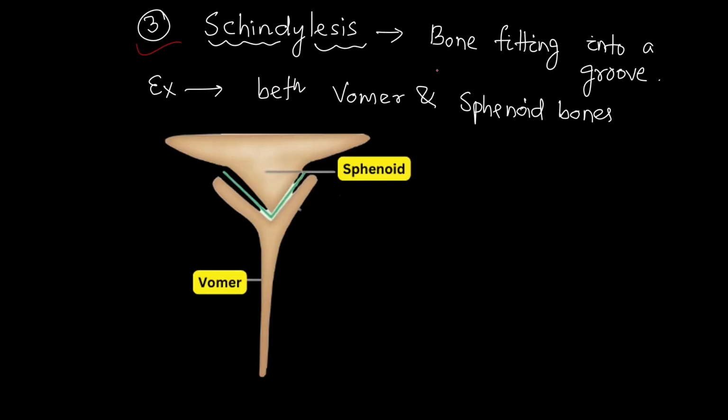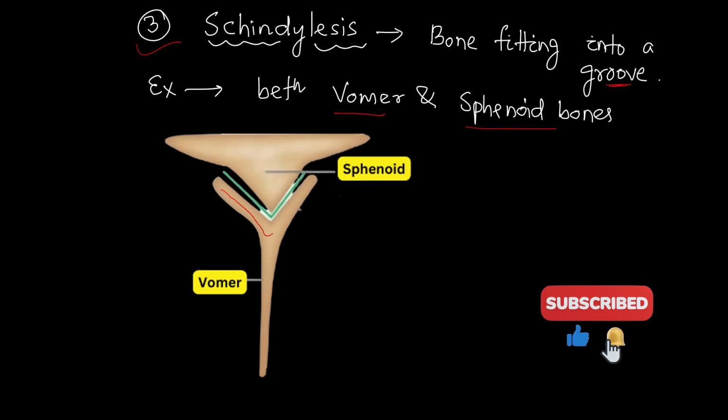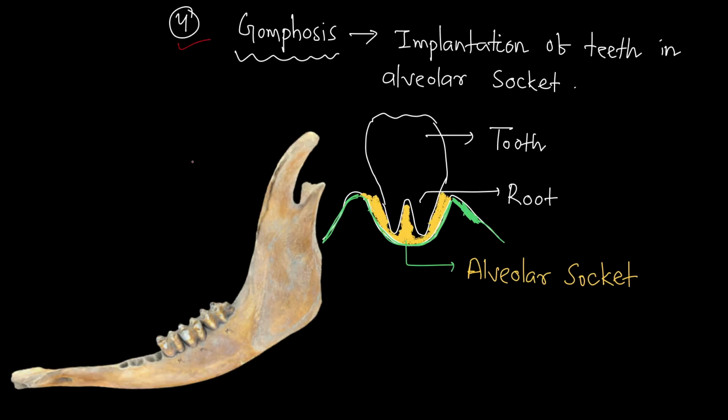Syndialysis. One bone fits into the groove of another bone, as between the vomer and sphenoid bone. You can see here the vomer is forming a groove-like structure where the sphenoid fits. This is called syndialysis. Gomphosis. It is the implantation of teeth in the alveolar socket. You can see here in the mandible, there are depressions. They are called alveolar sockets.